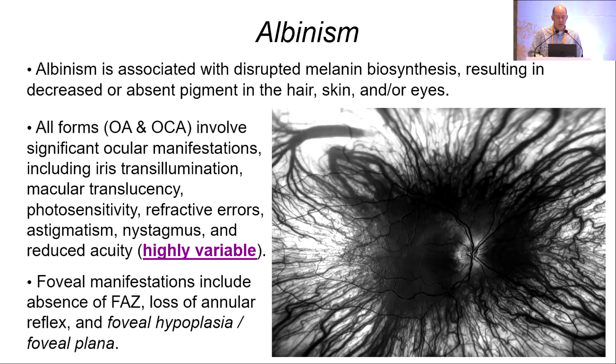So, as many of you know, albinism is a condition associated with aberrant melanin biosynthesis, and this results in decreased or absent pigmentation in the hair, skin, and/or eyes. Importantly, all forms involve ocular manifestations, such as iris transillumination, macular translucency, photosensitivity, increased refractive errors, nystagmus, and importantly, reduced acuity, although this is highly variable. And the foveal manifestations include absence of a FAZ, loss of the annular reflex, and foveal hypoplasia.